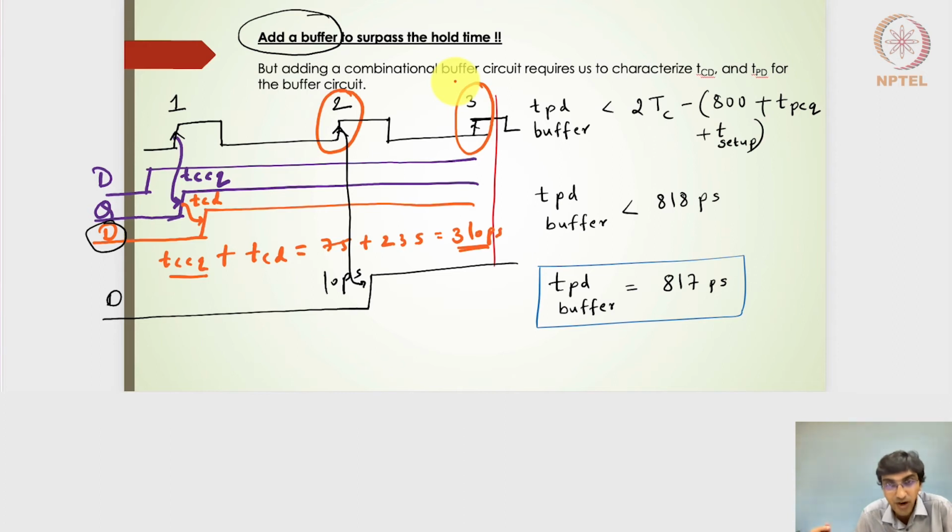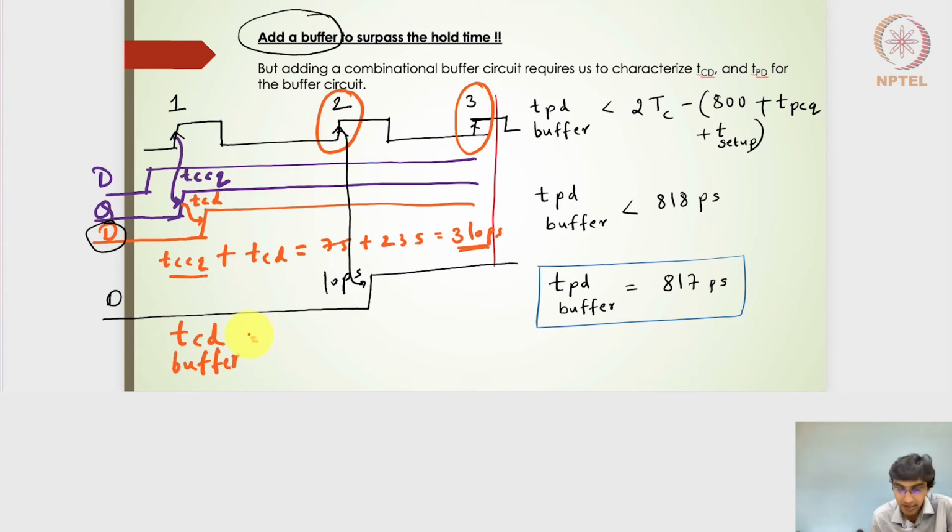So the contaminated output will not be creating any problems, because even if it is a contaminated output, it is not captured in the first or the second, and whatever the glitches are, they will not be captured in the first and second. Rather, the steady state values will be captured in the third clock edge. So in that sense, what should be the contamination delay of the buffer?